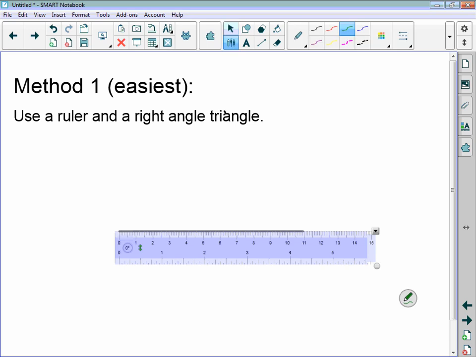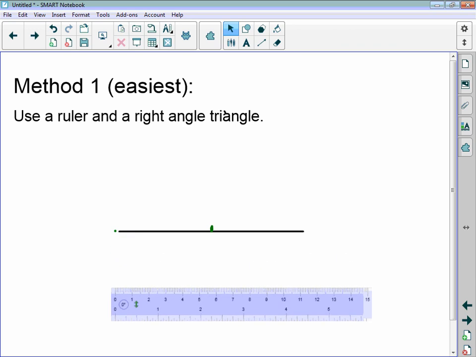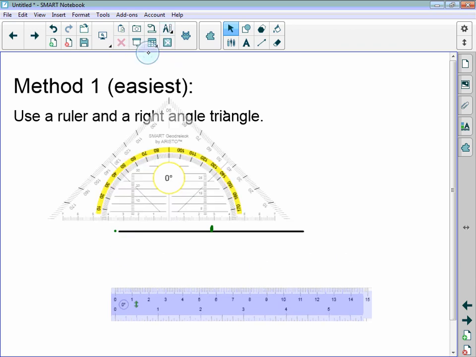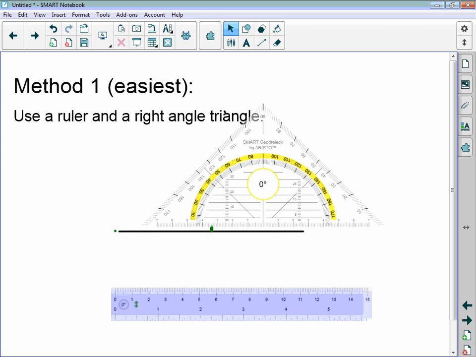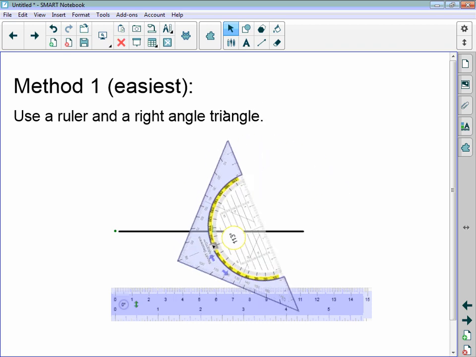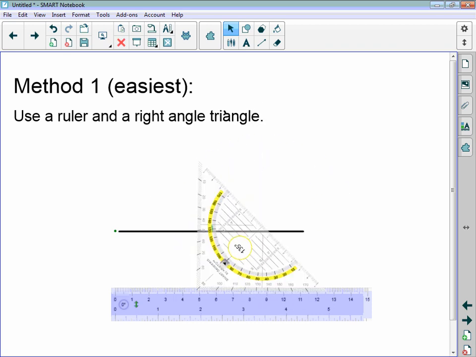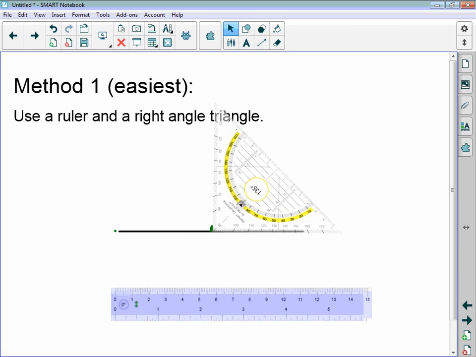So I'm going to find 5.5 along here. I have 0 right on the end of the line there, so 5.5 would be right here. So I know that that is exactly halfway along that line. And now to make a perpendicular line at that point, I can simply take my right angle triangle, set it so it is flat along that line, and set it so that the edge going up is right by my halfway point.